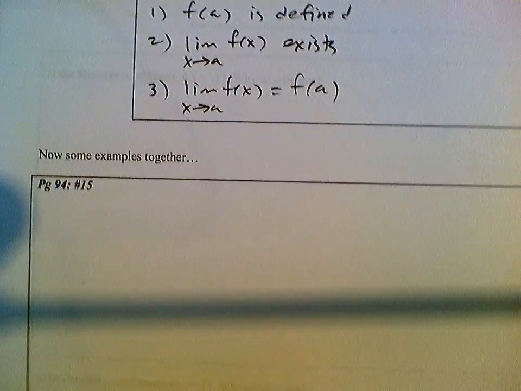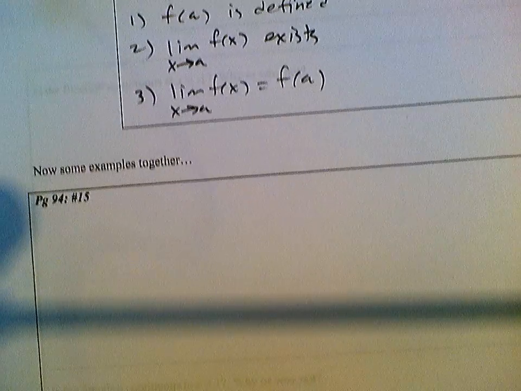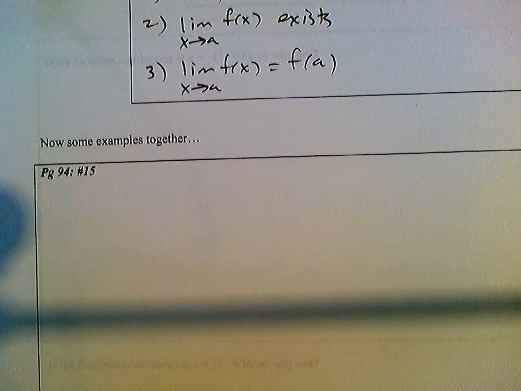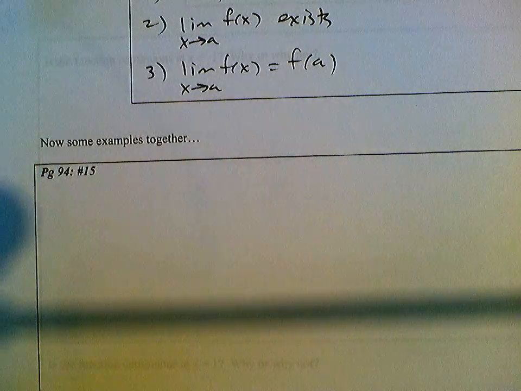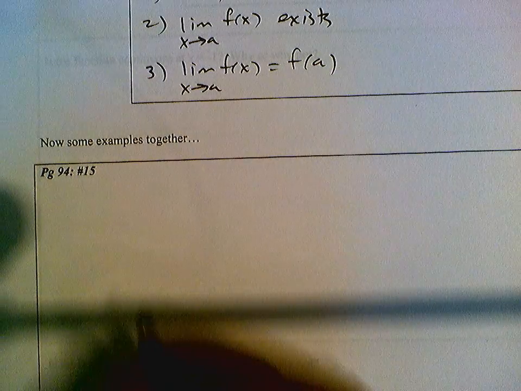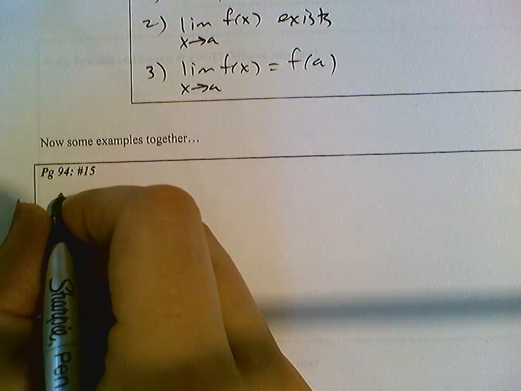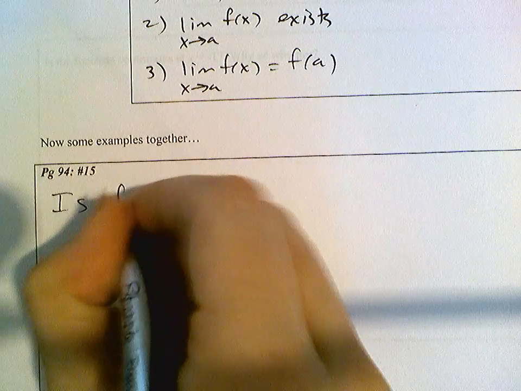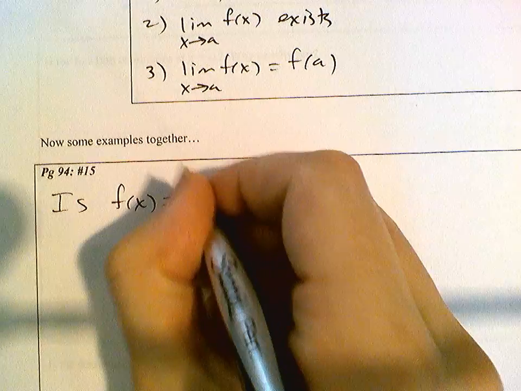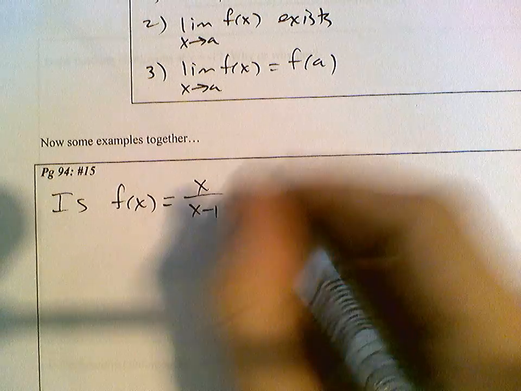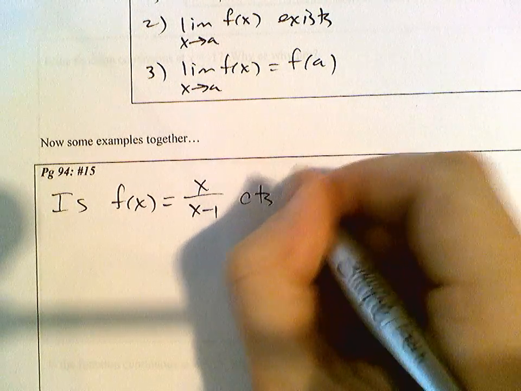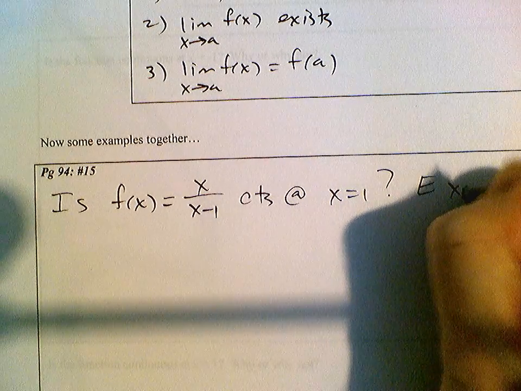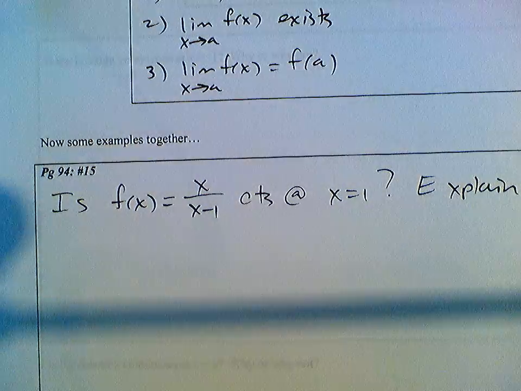Now some examples together verifying continuity. Now the book that I got these out of was the book that we used last year. So just write down the example with me. So here's the example from this book I used last year. Is f of x equal to x over x minus 1 continuous at x equals 1? And we're going to explain.